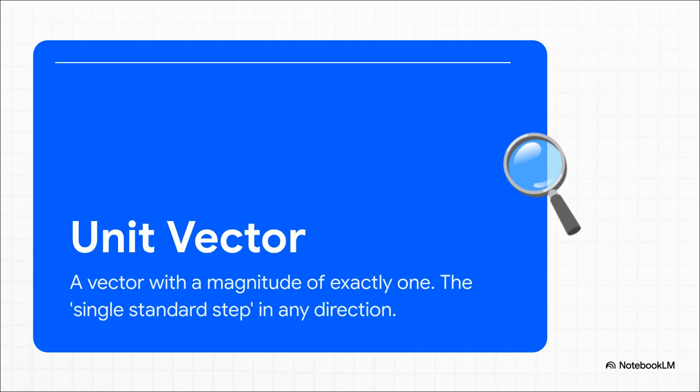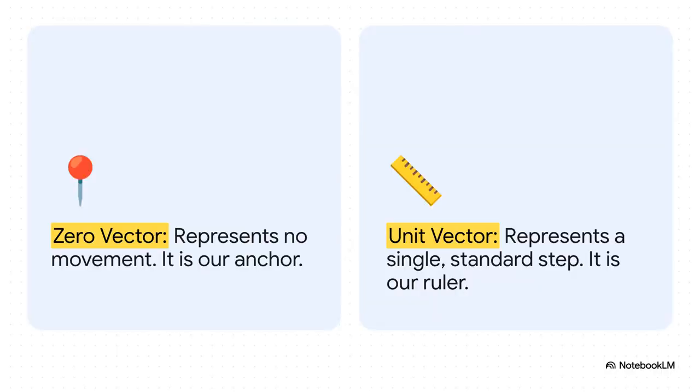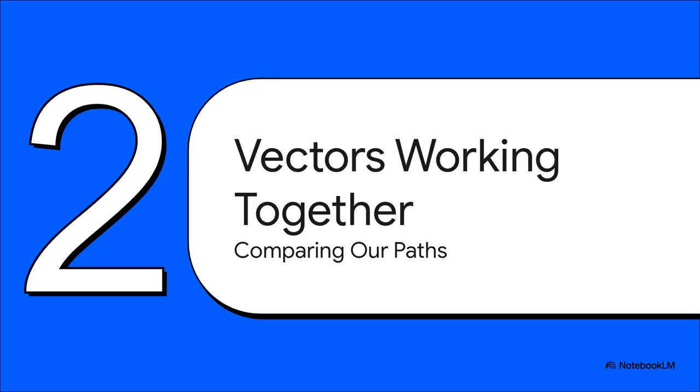So, if the zero vector means stand still, the unit vector is all about taking that very first step. A unit vector has a magnitude of, you guessed it, exactly 1. It's our basic ruler, 1 foot, 1 mile, 1 block, whatever. It just defines the size of a single standard step that you can take in any direction you want. So let's just put them side by side to make it super clear. The zero vector, that's our anchor, no movement. The unit vector, that's our ruler. It defines the length of a single step. And here's the cool part. Any journey you can think of, no matter how long or complicated, is really just a bunch of these unit steps strung together.